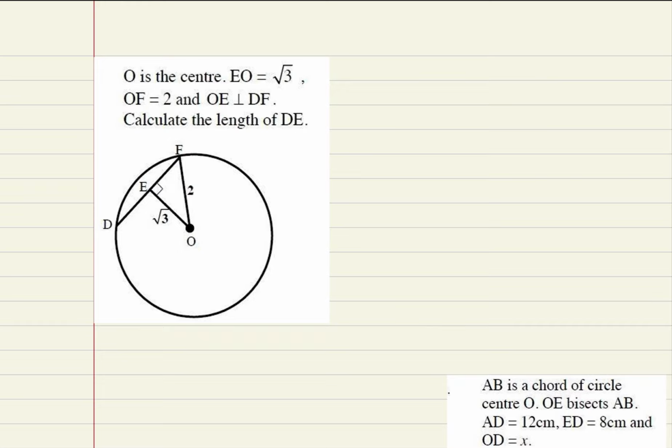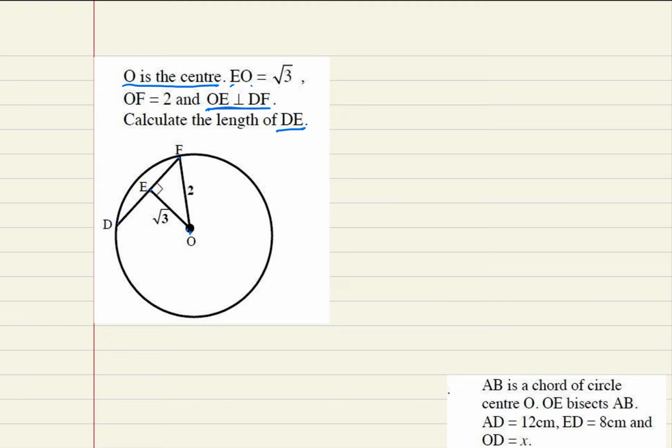It says O is the center. Here is O, being the center. Then we have OE, and they have written for us OE to be root 3. And then we have OF, which is the radius. And they told us something: OE is perpendicular to DF. Then calculate the length of DE. Where is DE? Here is DE, right?